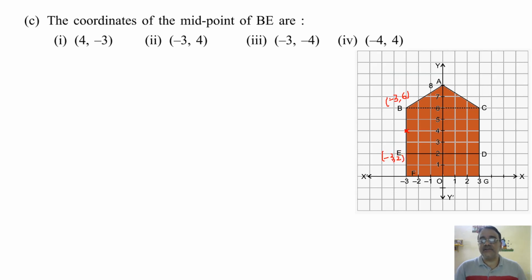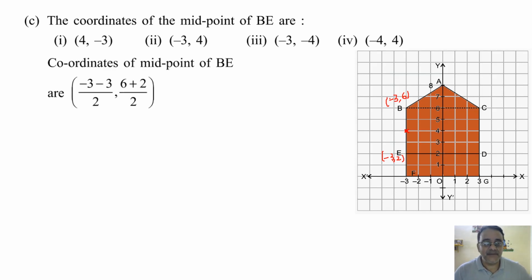Okay, now (x1 plus x2) by 2, (y1 plus y2) by 2. So we will get -3 by 2... -3 plus -3 by 2 will become -3, and 6 plus 2 will become 8 by 2, that is 4. Same answer आ रहा है. ठीक है, so the correct answer is the second one. एग्जाम में आया तो वो वाला यूज करना है. तो देखो, जो भी शॉर्टकट तरीका यूज कर सकते हो, यू कैन यूज.